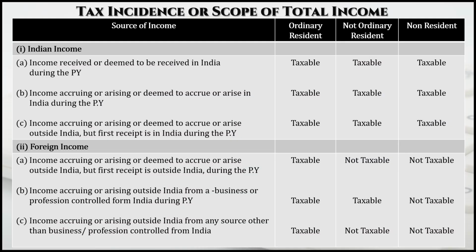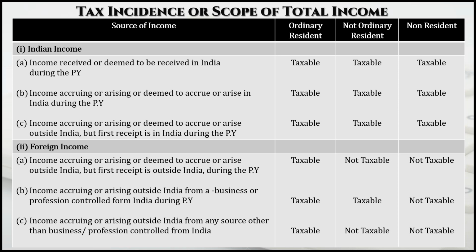Okay, now we are going to see something called tax incidence or scope of total income. As we have seen Indian income and foreign income, first we'll take the Indian income and divide it into ordinary resident, not ordinary resident and non-resident. In the previous class we have seen who is an ordinary resident, who is a not ordinary resident and who is a non-resident. So you know the difference between these three types of residencies.